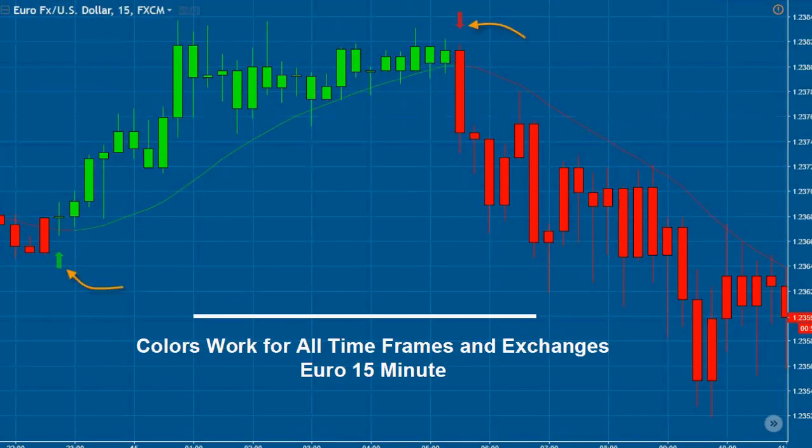Now, so far I've been showing you a 5-minute cryptocurrency trade. Our scripts work for all time frames and exchanges. For example, here is a Euro 15-minute chart. We don't care. Euros, Forex, stocks, ETFs. We don't care. A chart is a chart is a chart. And you'll see here, same. We had our confirming moving average. We have our up and down arrows. We're doing it for Forex.